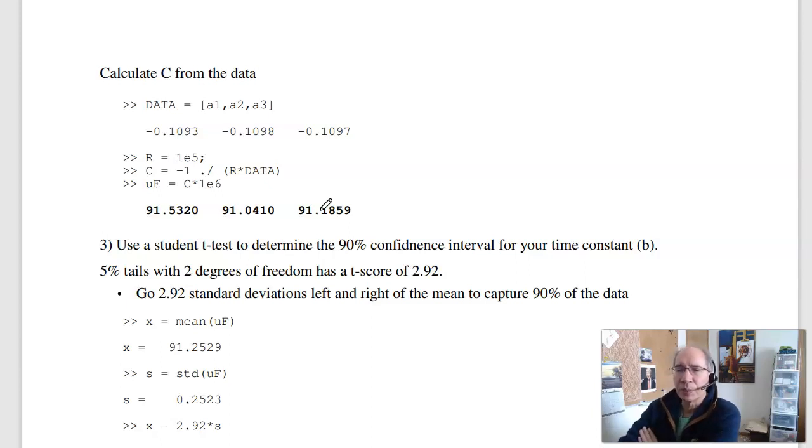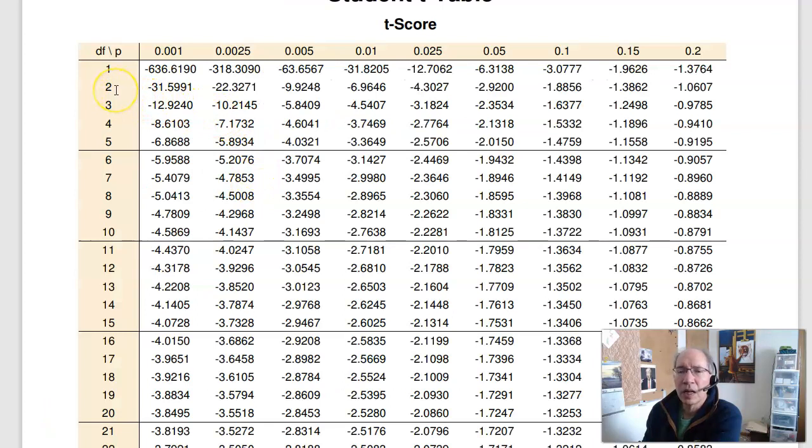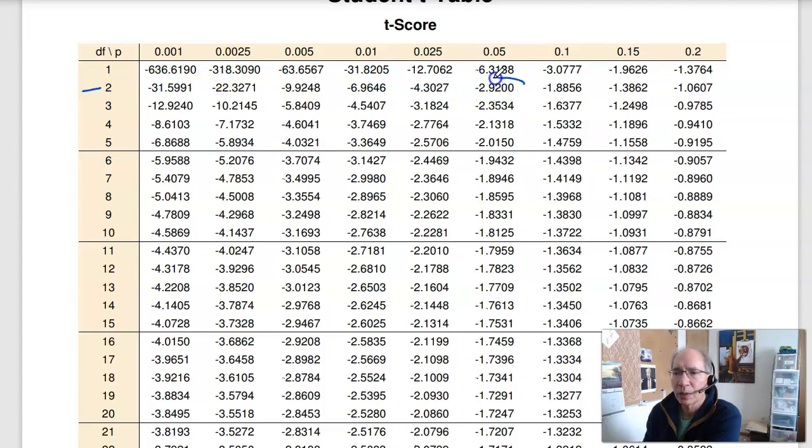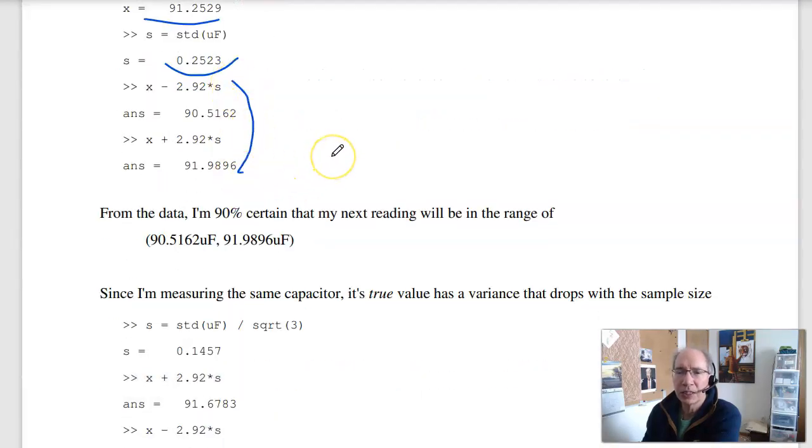Now that I have 3 numbers, I can do a t-test. With 3 data points, I can find the mean. I can find the standard deviation. From a t-table, I have sample size of 3, meaning 2 degrees of freedom. So I come over here at 2 degrees of freedom. If I want 5% tails, I go over right here. I want to go left and right 2.92 standard deviations. So doing that, going left and right 2.92 standard deviations from the mean, tells me that I'm 90% certain that the next reading I get is going to be somewhere between 90.5 and 91.9 microfarads.